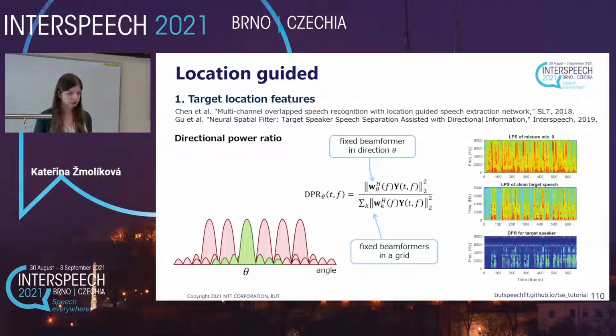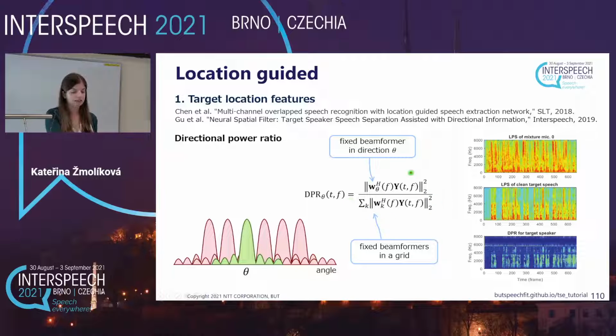Here is one example of such a target location feature that is called directional power ratio. This feature is again based on fixed beamformers. This picture shows beam patterns of the fixed beamformers, and one fixed beamformer is designed to enhance the known target direction. And then there are other beamformers which are again designed to focus on different directions in a grid. The directional power ratio then measures the ratio of energy of the output of this beamformer in the target direction and the sum of energy of outputs of all the fixed beamformers.